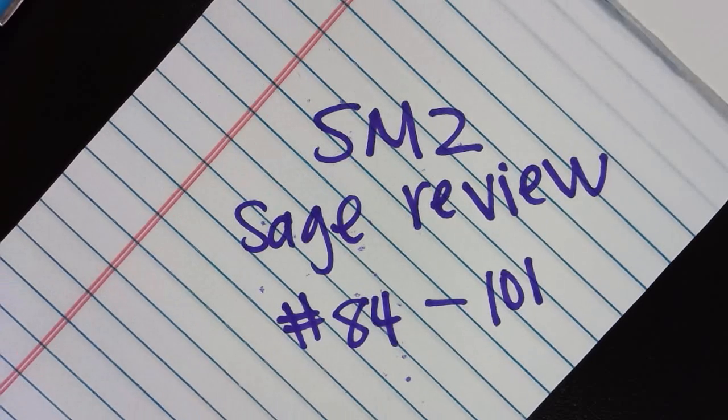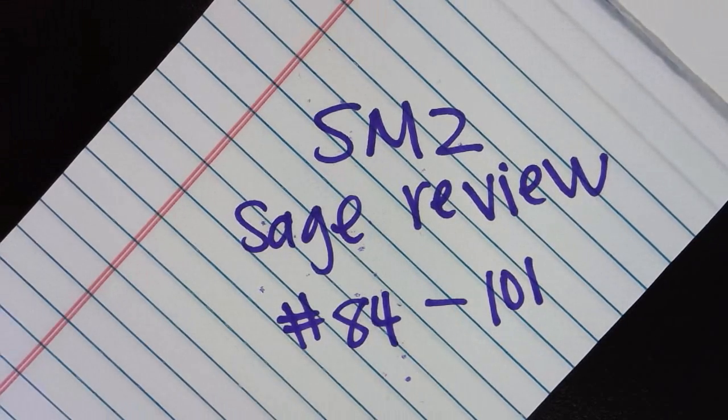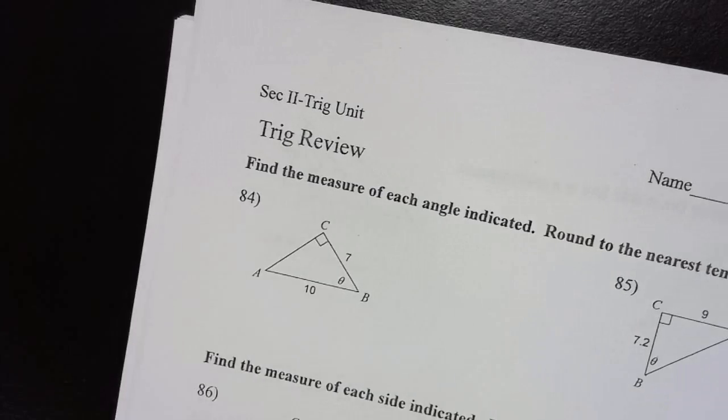This is the TRIG section of the Secondary Math 2 SAGE review. I'm going to do the evens and hope that gives you a resource to remind you how to do TRIG. We haven't done it for a long time, and then you can go back and try the odds. So we're going to start on problem 84.